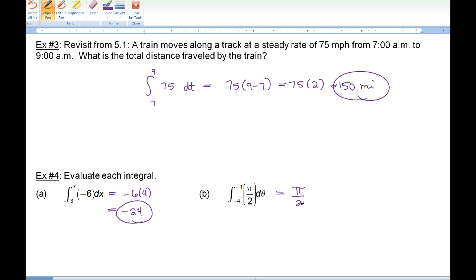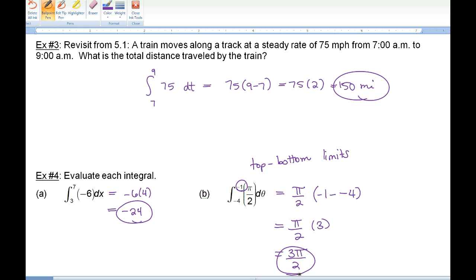The only time you have to put units is if it's a word problem or if they give you units within the problem, but otherwise it's just a number. So this one, pi over 2, what's the difference between -1 and -4? 3. Because remember, it's going to be -1 minus -4. So pi over 2 times 3. It's always the top minus the bottom for the limits of integration. So we get 3 pi over 2.